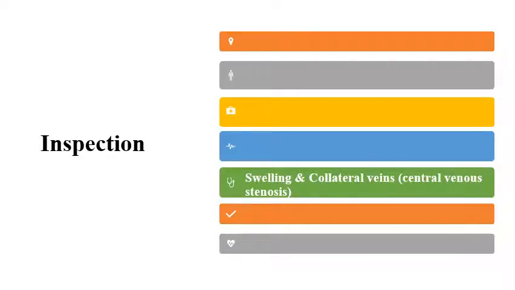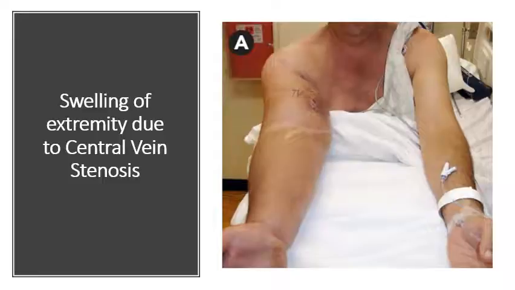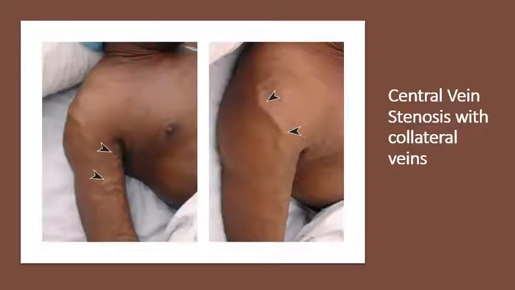After this, you have to look for the next item: if there is a swelling of the arm and the presence of collateral veins or not. I told you before that one of the important rules is to compare between both arms. If you look here, you can find that the arm including the AV fistula is much more swollen than the other limb or the other extremity. This is usually due to obstruction or stenosis of the central vein draining that arm.